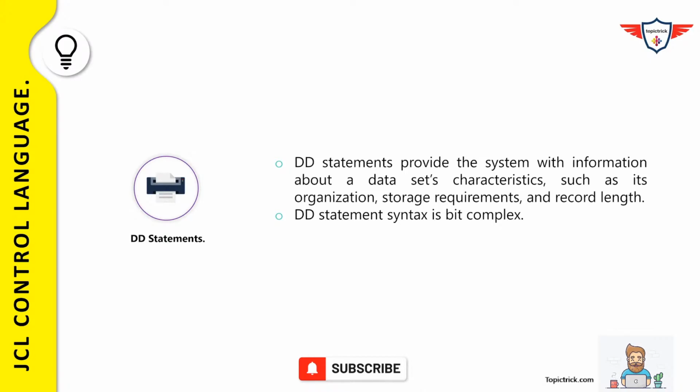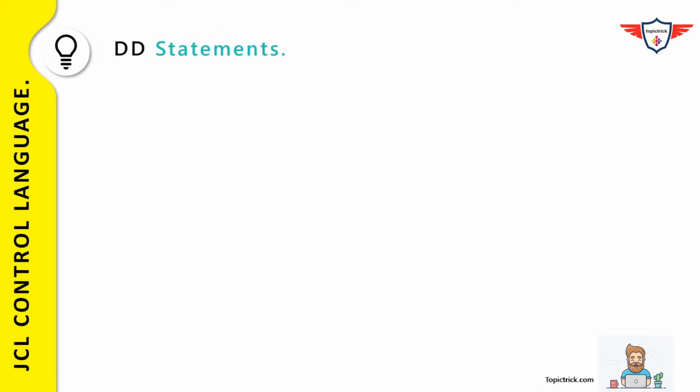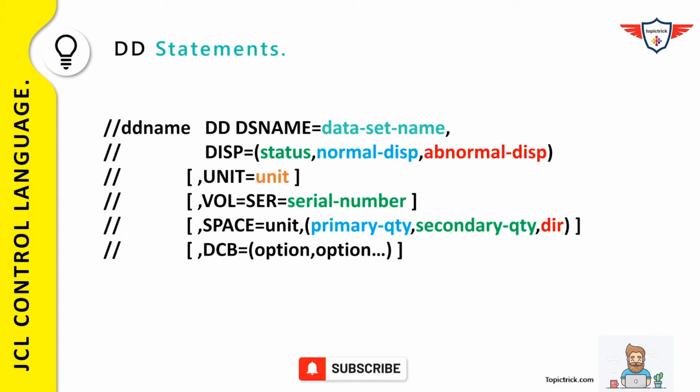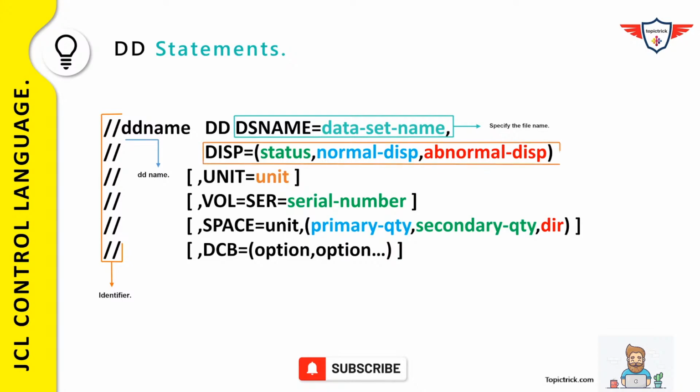Now let's focus on the different parameters that you generally include when you're writing a DD statement. The syntax of the DD statement begins with an identifier. Then you have the DD name, which is actually a symbolic name of a dataset that you are accessing in your program. After that, you have DD as an operation field, and then you have DSN name. The DSN name is used to specify the file dataset name.